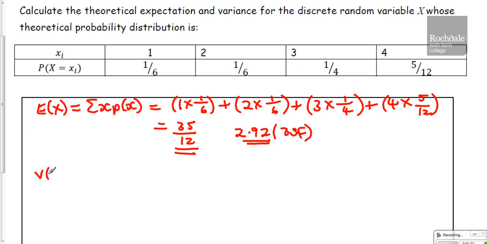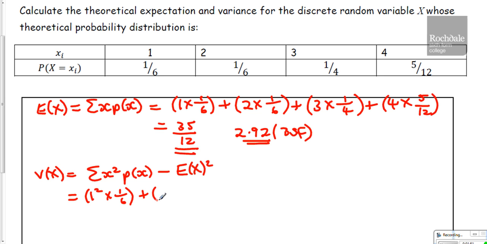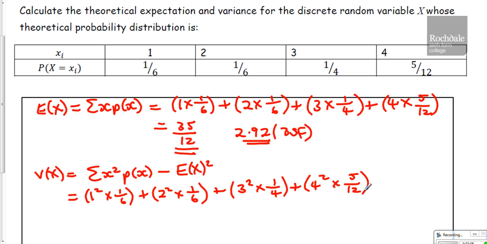The formula for the variance, again, look in your notes, it's very similar to the variance formula that we did when we had a list of data. Okay, so what that means is you square the value of x and multiply it by the probability. So it's 1 squared times a 6th. You square the value of x first. 2 squared multiplied by 1/6. 3 squared multiplied by a quarter. And 4 squared multiplied by 5/12.